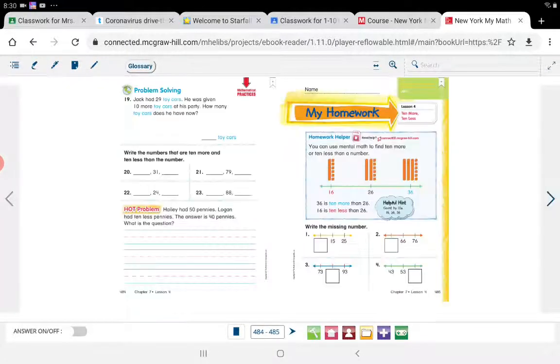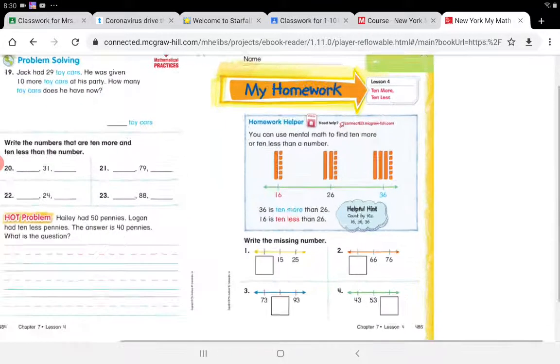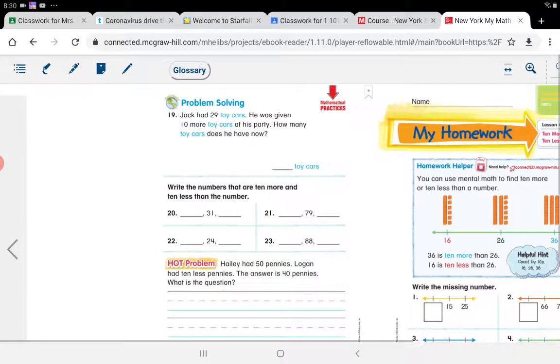We're going to move on to page 484, where we're going to do problem solving. And boys and girls, I'm noticing with the problem solving, you guys are not showing your work and doing cubes. A lot of you are just giving the answer, and some of you are giving me the answer with cubes and explaining your work. So boys and girls, get back into the habit of doing cubes and showing your work.